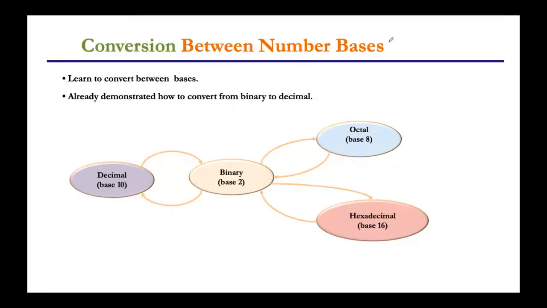Then we always need to understand the conversion between the number bases. If any number is in decimal, that should be converted into binary. You should understand how the conversion process takes place. If the number is in binary, that can be converted into decimal. Similarly, binary to octal or binary to hexadecimal. For decimal, the base is 10. For binary, the base is 2. For octal, the base is 8. For hexadecimal, the base is 16.